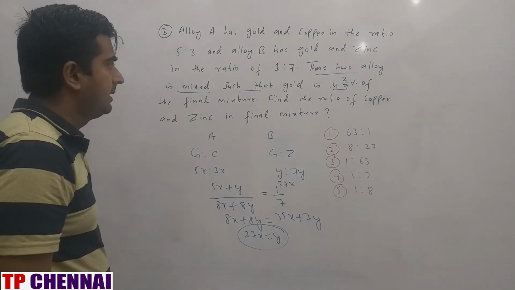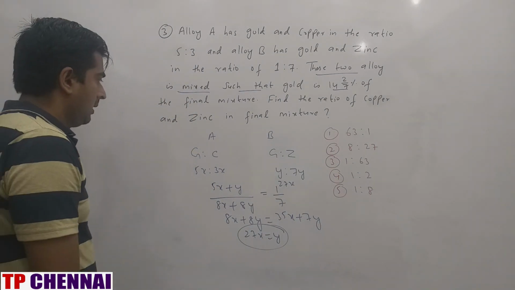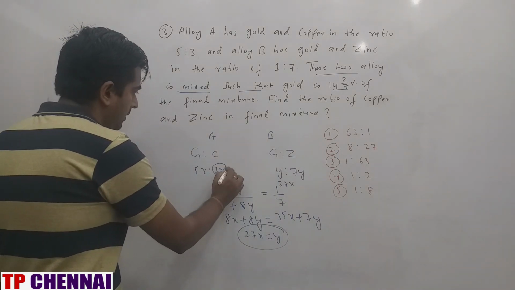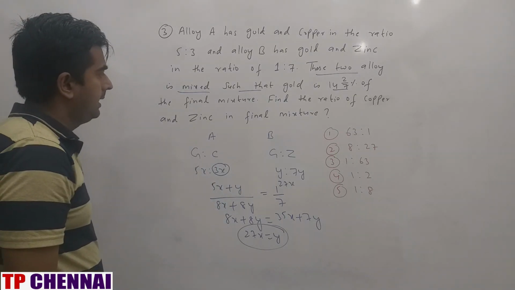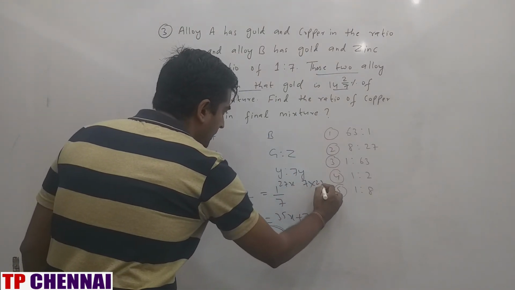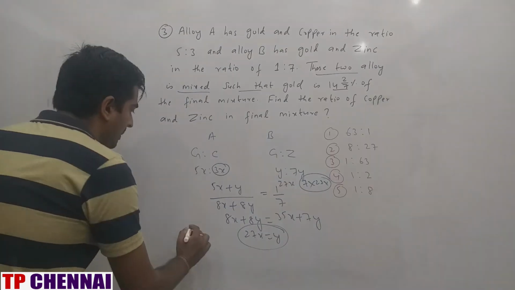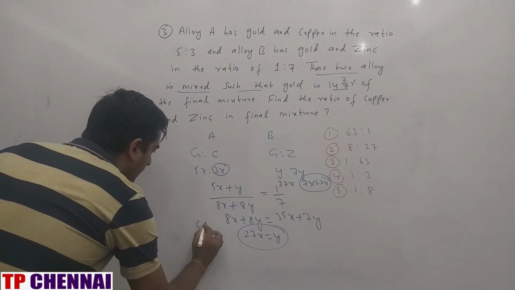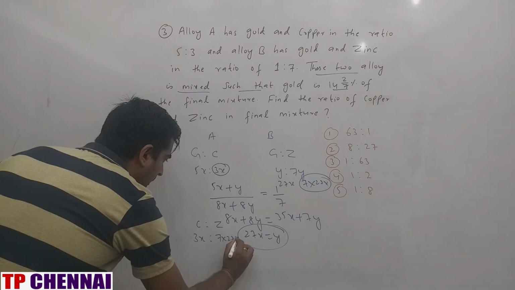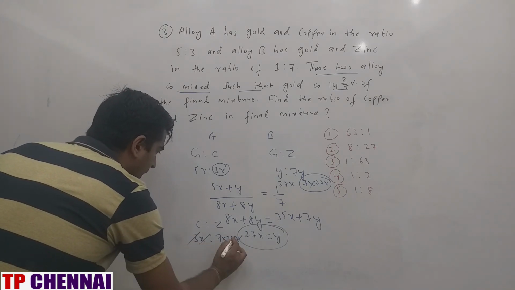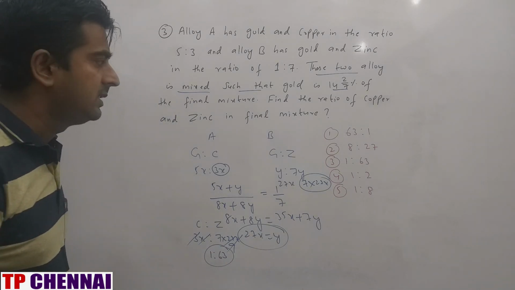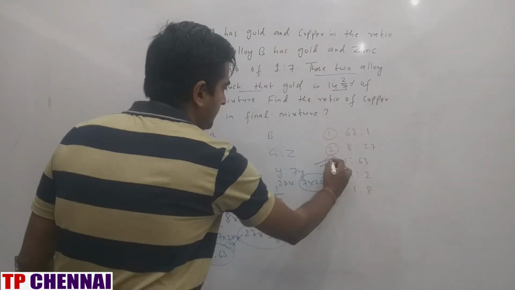So what they are asking is to find the ratio of copper and zinc. Copper is nothing but 3x, and zinc is 7y. So 7y is nothing but 7 into 27x. So I am writing here copper and zinc. Zinc is 7 into 27x. X cancels, and this is 9 times. So my answer is 1:63, which is nothing but the third option.